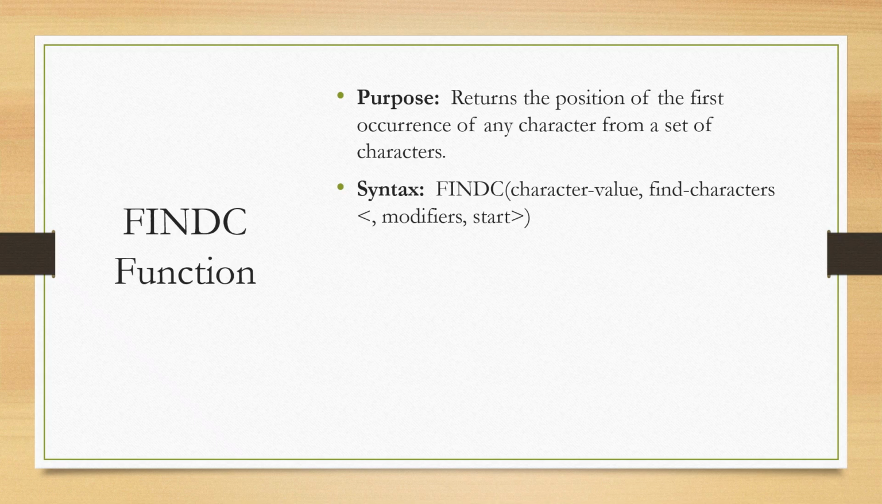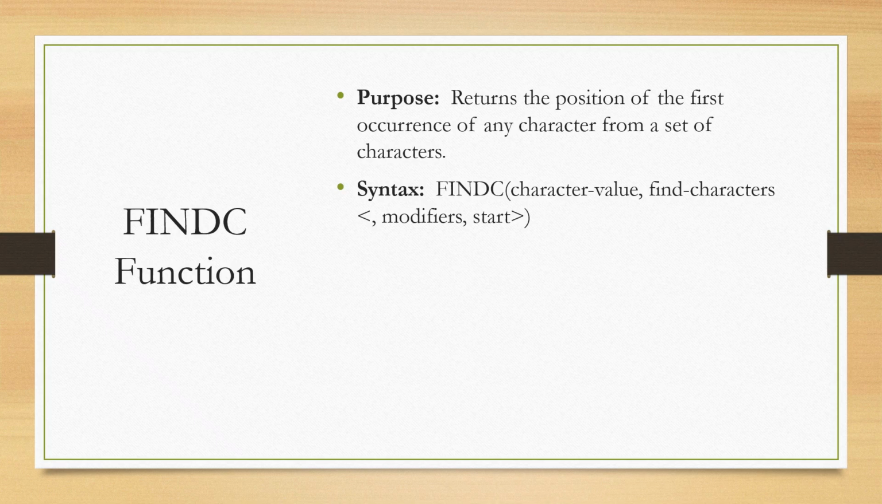With an optional argument, you can have the function return the position in the character string of a character that is not in the find characters list. The modifiers which we can use for FINDC are, first of all, I, which is used to ignore the case. The second is T, which is used to ignore the trailing blanks in both the character values and the find characters list. Another modifier, which is K, can be used to count only characters that are not in the list of find characters.